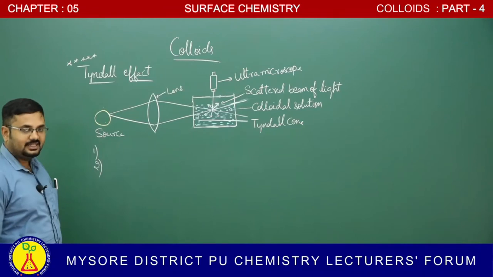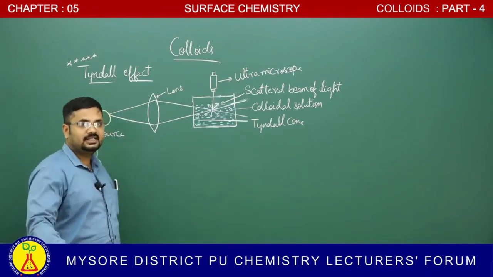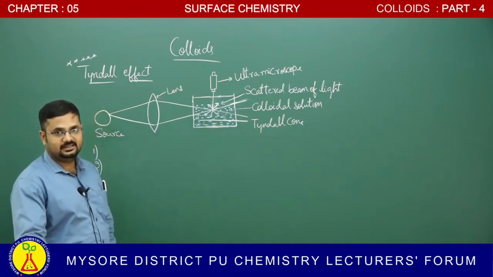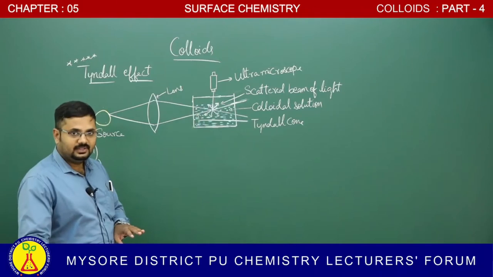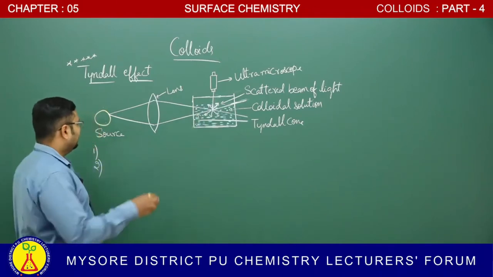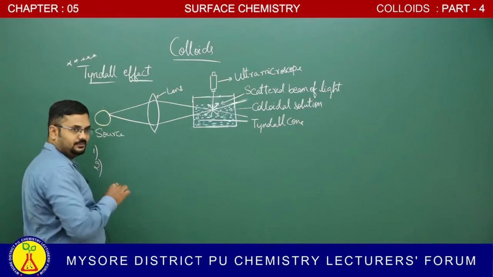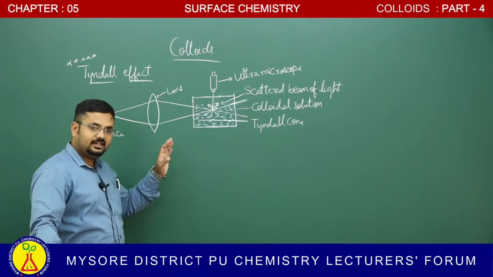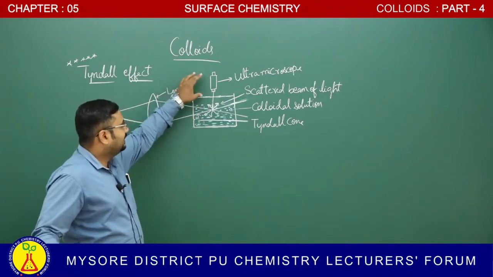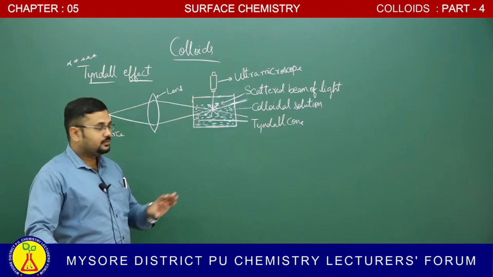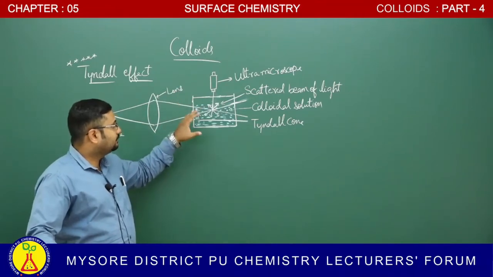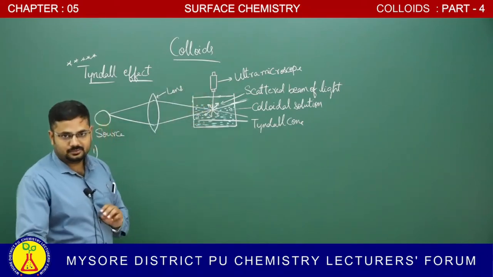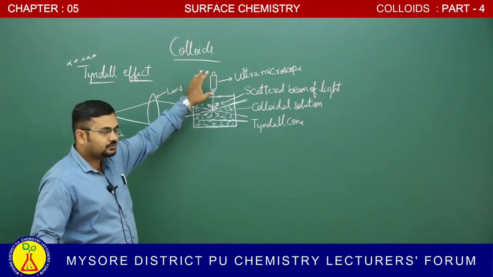Now, what is the Tyndall effect, let us see. We are going to study the scattering of light; the size of the particle is more than enough to scatter the light. A beam of light is passed from the source, and now I need to see the scattering of light. To see the scattering of light, an apparatus has been set up, called the ultra microscope, to study this Tyndall effect. So the Tyndall effect is used to set up this ultra microscope.